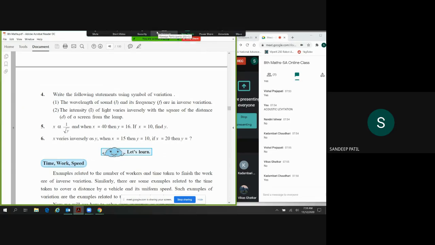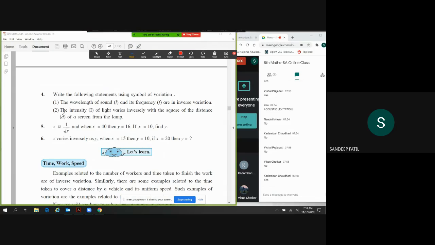Next problem is: intensity of light varies inversely to the square of the distance of the screen from the lamp. So light intensity is I, and it is inversely proportional to the square of the distance D. Intensity of light varies inversely proportional to the square of distance.